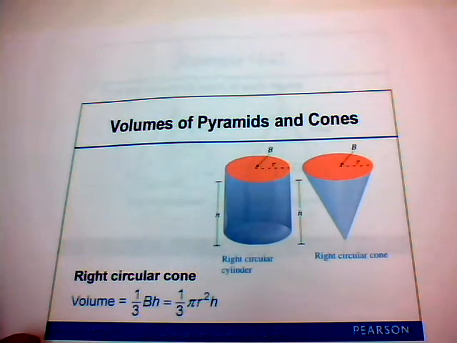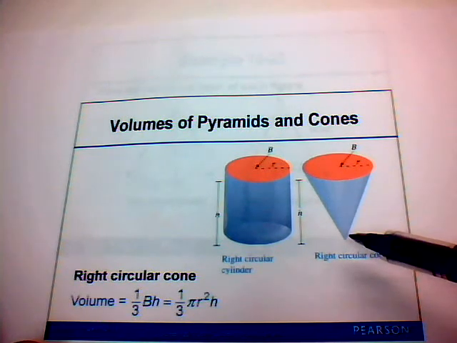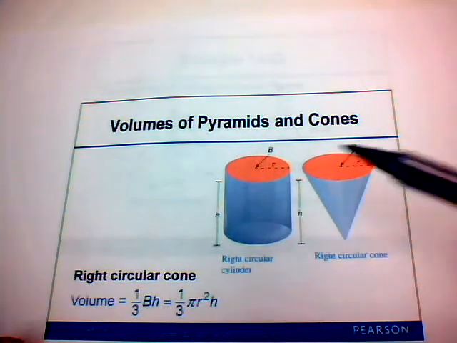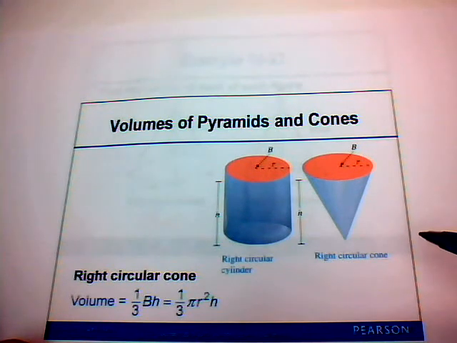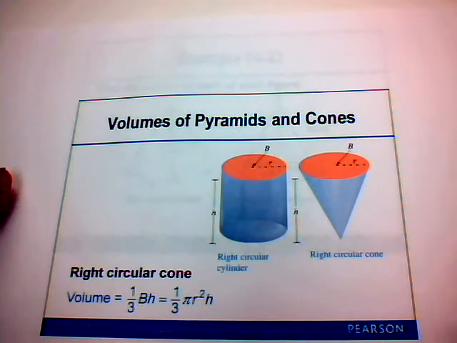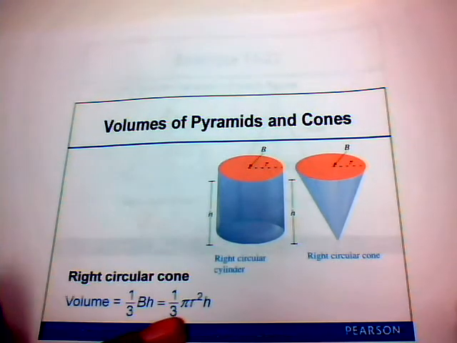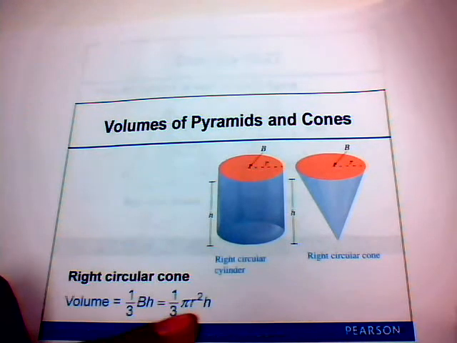Now we talked about a right circular cylinder, which was the volume being pi r squared times the height. Now for a right circular cone, that's 1/3 the volume of that right circular cylinder. And here's the formula for finding the volume of a right circular cone. The volume is going to be 1/3 pi times the radius squared times the height.